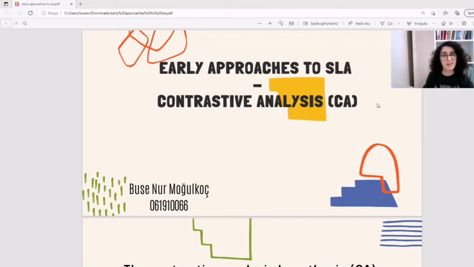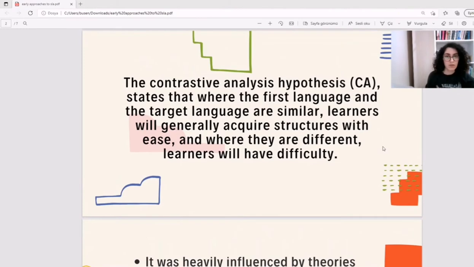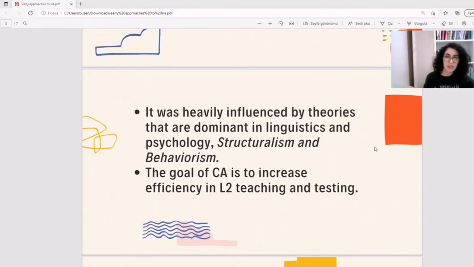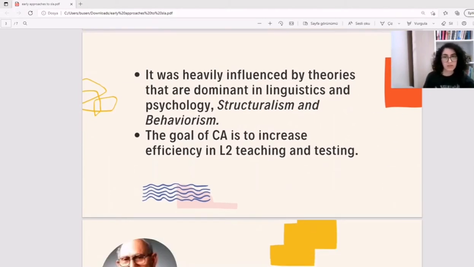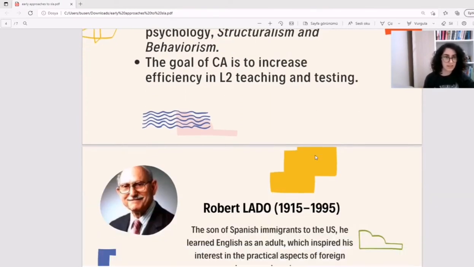Hi everyone, our topic is contrastive and error analysis, and I will start with contrastive analysis. It's an approach which includes predicting and explaining learner problems, making comparisons. And it states that where the first language and the target language are similar, learners will generally acquire structure with ease, and where they are different, learners will have difficulty. Contrastive analysis was heavily influenced by theories that are dominant in linguistics and psychology, structuralism and behaviorism. The aim of contrastive analysis is to increase efficiency in L2 teaching and testing.